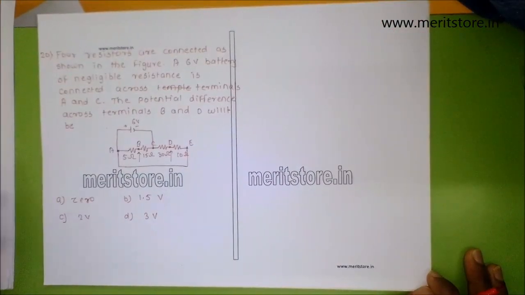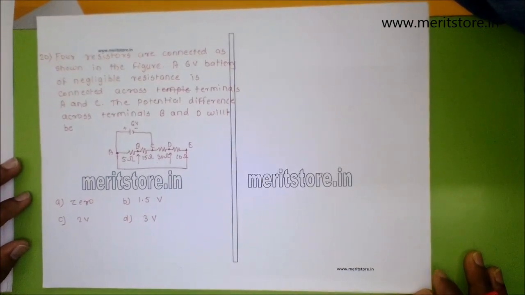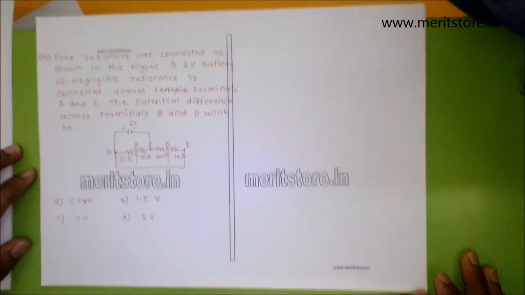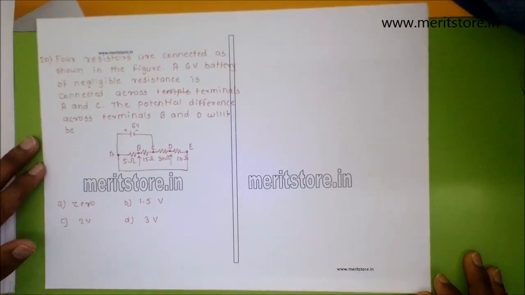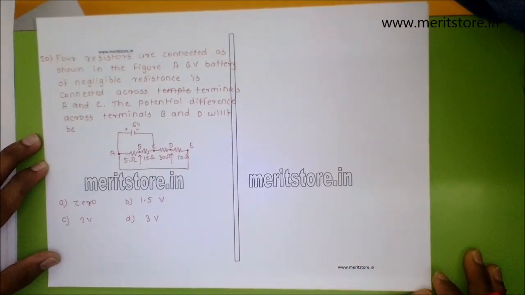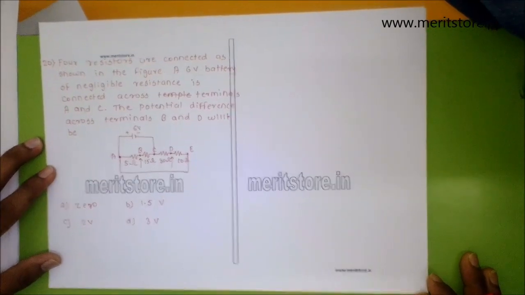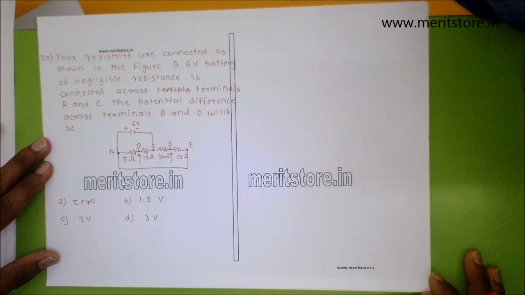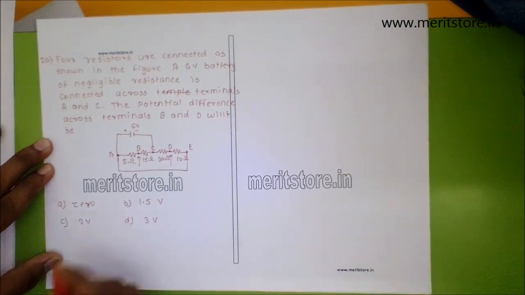4 resistors are connected as shown in the figure. A 6 volts battery of negligible internal resistance is connected across terminals A and C. The potential difference across terminals B and D will be, there are 4 options: 0, 1.5, 2 and 3 volts.